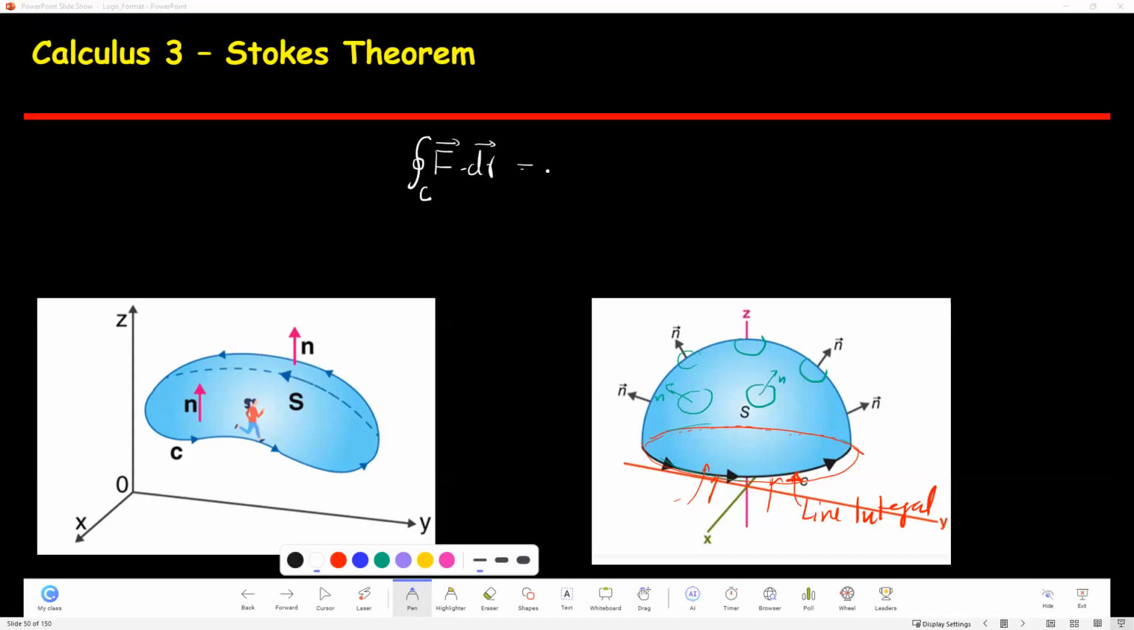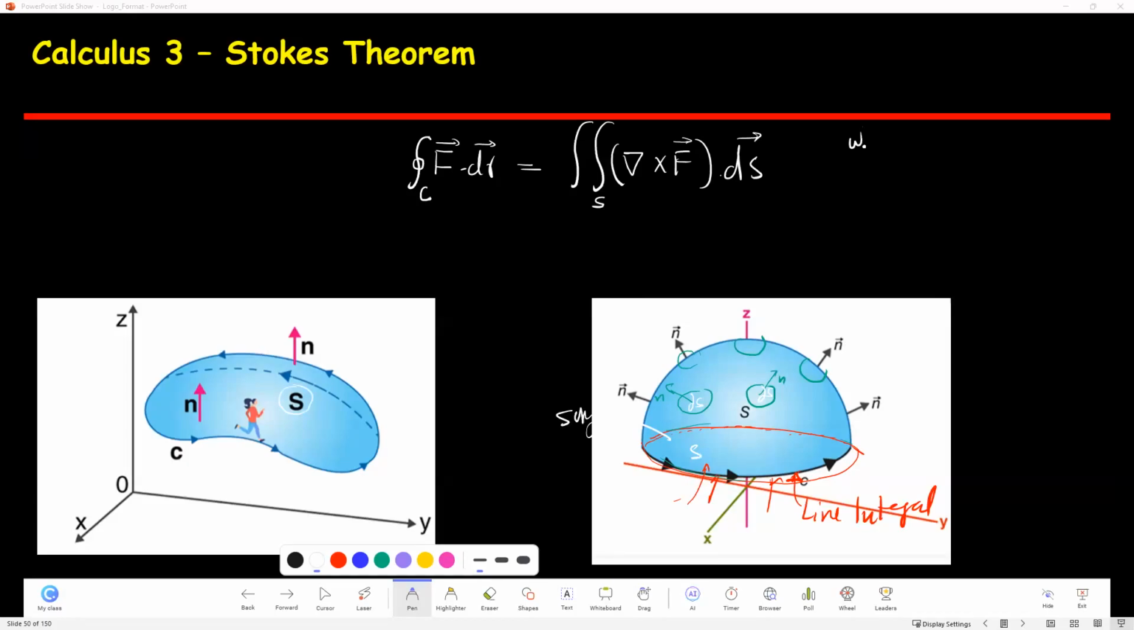Remember, this line integral is equal to the integral over this whole surface with the field. We know this is the gradient and this is the field, and we're integrating over everything. So this one is dS, this whole surface is S, the whole blue surface is S, and this curve is C. So I'm going to write here dS.